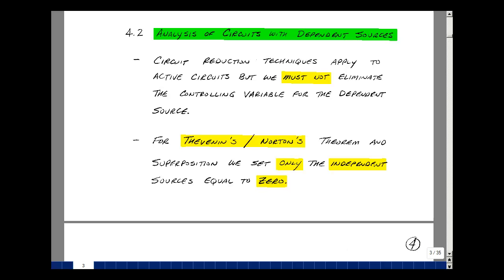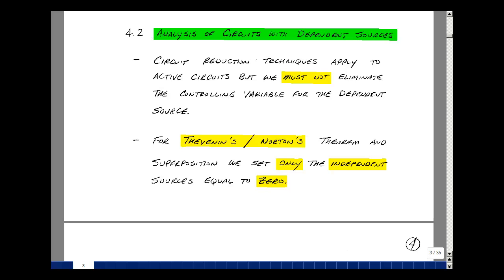This lesson deals with the analysis of circuits with dependent sources. You can find these notes in the ECE201 ebook in Chapter 4 starting on page 3. The circuit reduction techniques that we learned earlier in the course can be applied to our active circuits, but you've got to be careful that you don't eliminate the controlling variable.